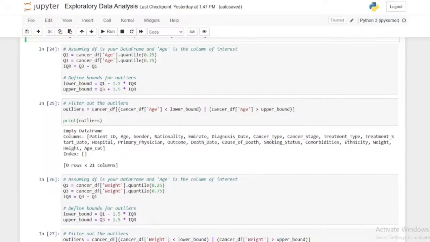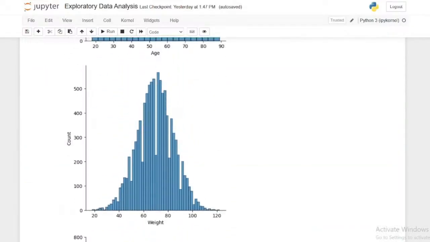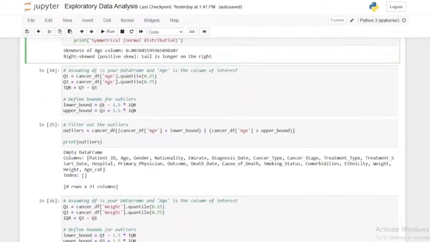Remember that when we check our age column, the lowest age, let me scroll this a bit up, the lowest age value was 18 years, and this value is not extremely low, right? While the highest was 89. So you can see these values are within range. So let me take this down. There were no outliers for our age column.